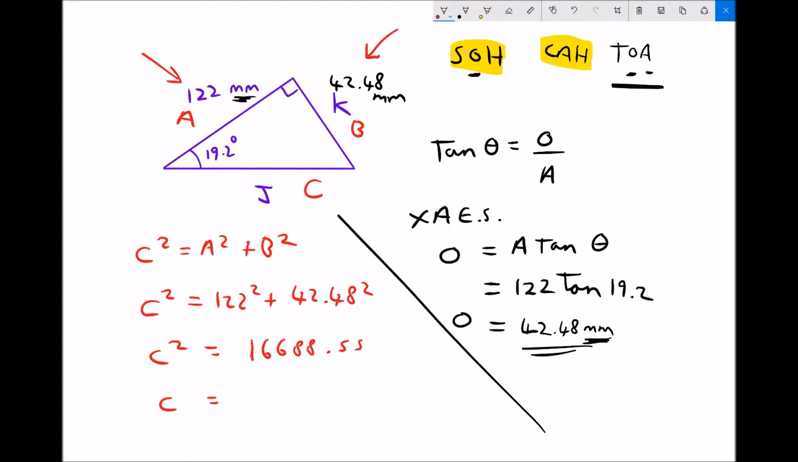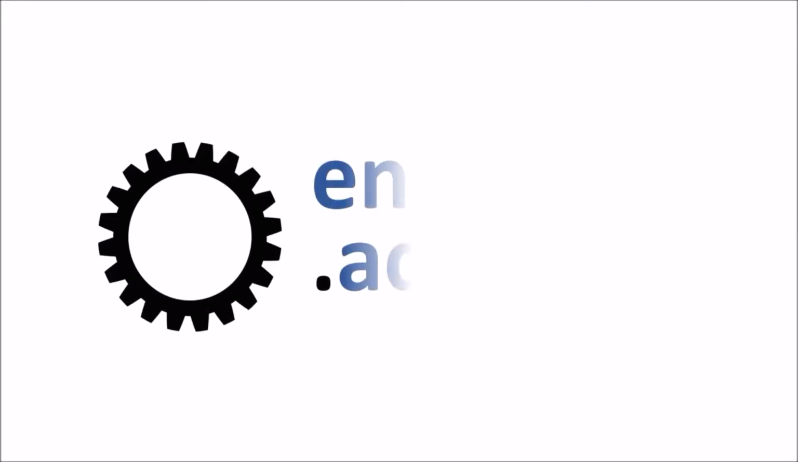And then square rooting each side will give us C. So square rooting the answer gives us 129.18 millimetres. Therefore, J is 129.18 millimetres. And once again, we've resolved all of the unknown lengths on that triangle. The very slight discrepancy in those answers, where the first method gave us 129.19 and the second method gave us 129.18, was because this value that we calculated for the opposite was rounded to 2 decimal places. When we used that again in here, we incurred a slight error on our final answer.